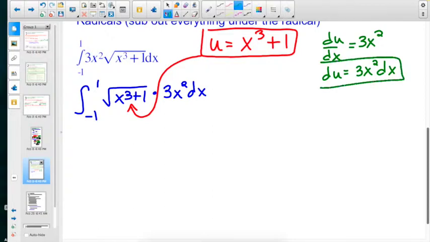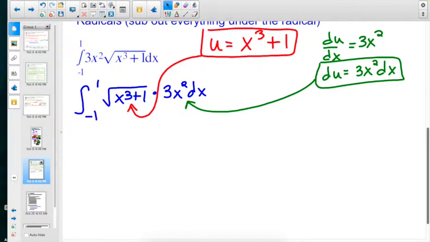And so now I've got my du here. So what do I end up having in this portion? And we generally call this the integrand. So what do I have in the integrand instead of this? Yep, exactly. I end up having the square root of u times du.